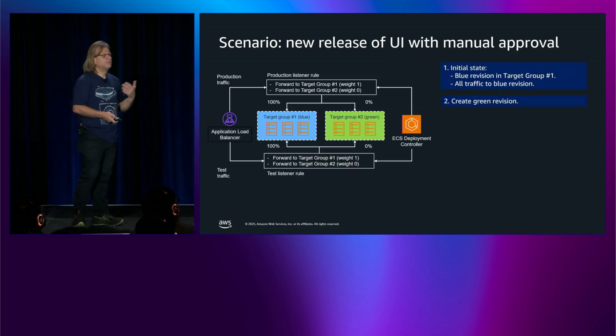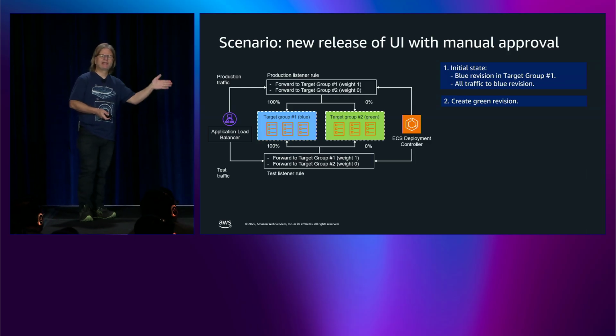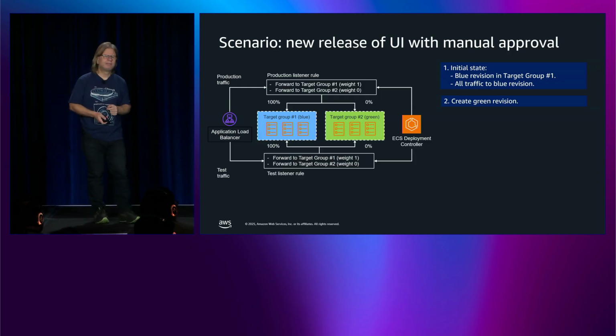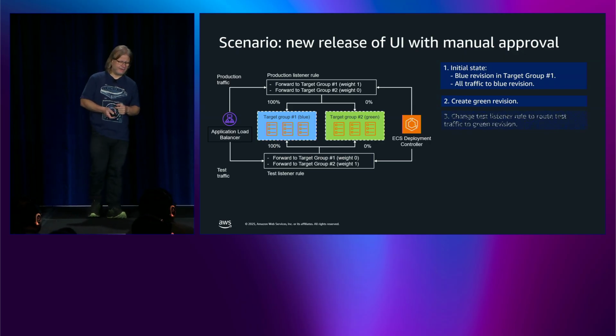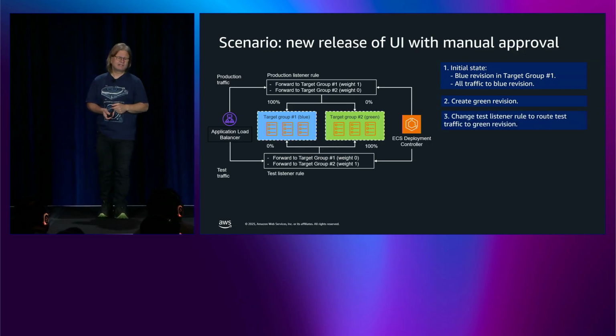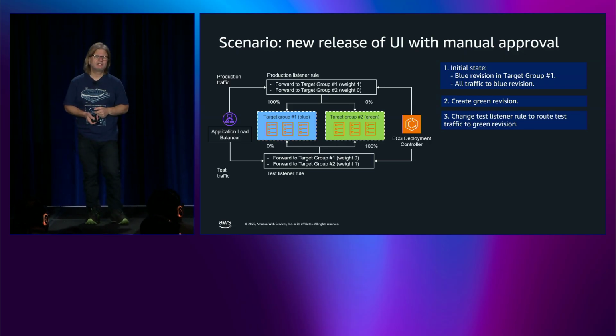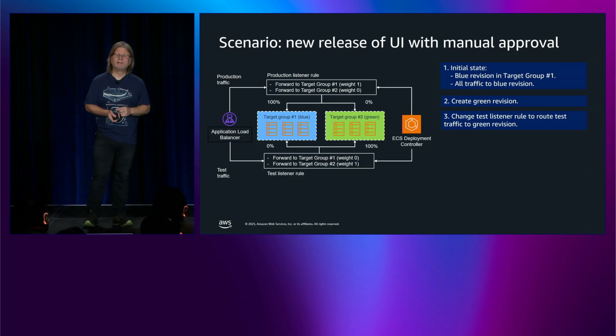First step is we do the scale up, right? So we create the green service revision. We go to the pre-scale up, scale up, post-scale up stages. We then start to shift traffic. So to shift traffic, on the test listener, we swap the weights around, right? So we now have 100% of traffic going into the green environment.